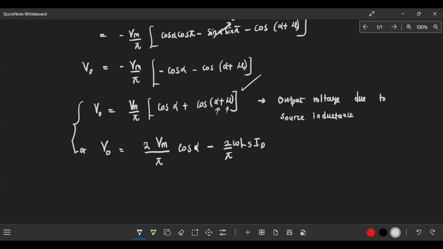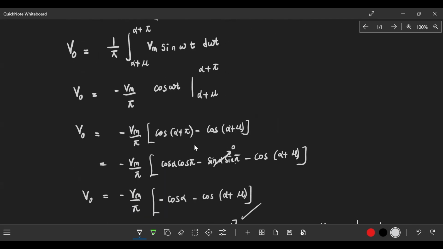So the difference between the voltage output without source inductance and the voltage drop across the inductor is equal to the output voltage. And it makes sense. Due to the presence of the inductor, there's going to be some voltage drop across it. So this is the output voltage. That's how you can derive it.